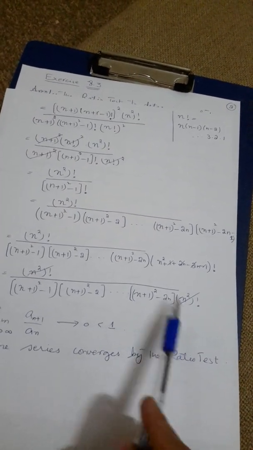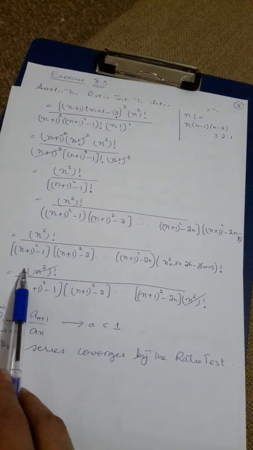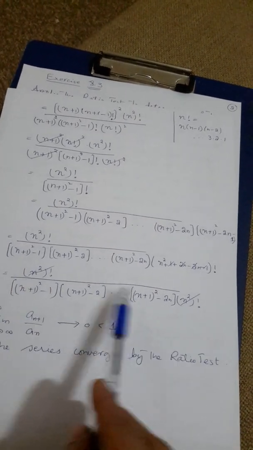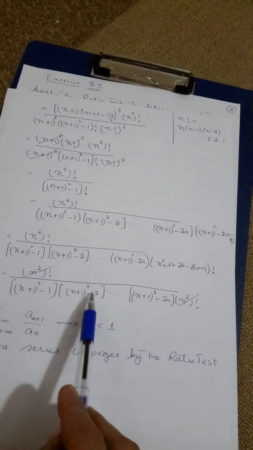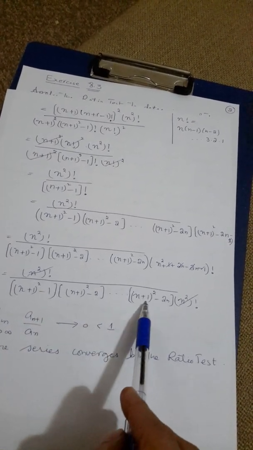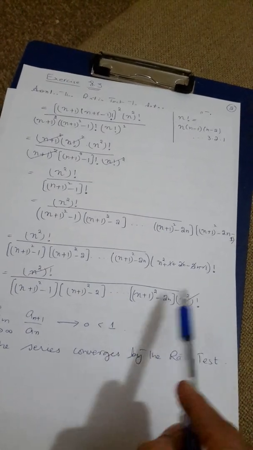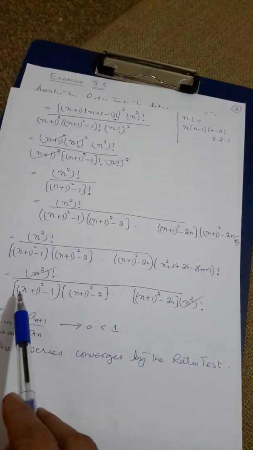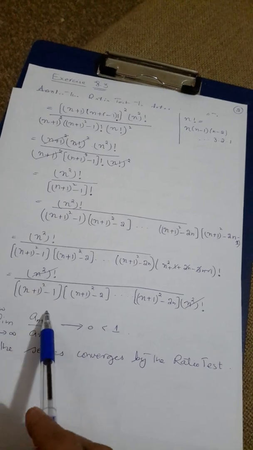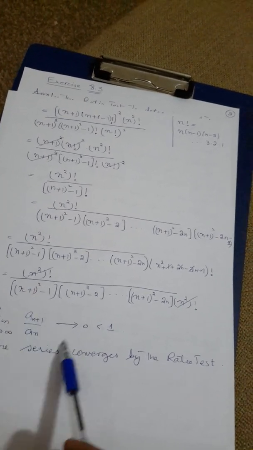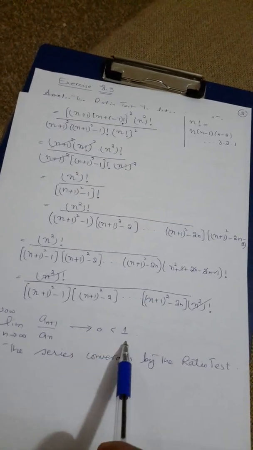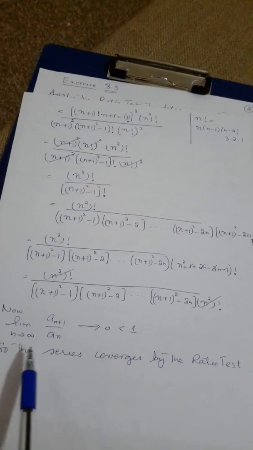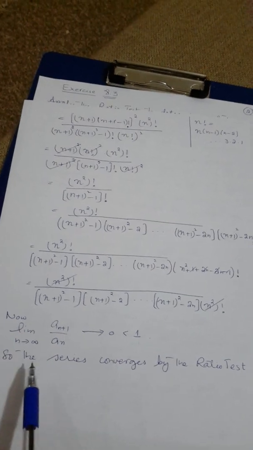Then this (n^2)! will be cancelled with this (n^2)!. So we will have now 1 over ((n+1)^2-1)((n+1)^2-2) up to ((n+1)^2-2n). Now, when we apply the limit as n approaches infinity, this ratio approaches 0, and this 0 is obviously less than 1. So by the ratio test, we can say that the series converges.